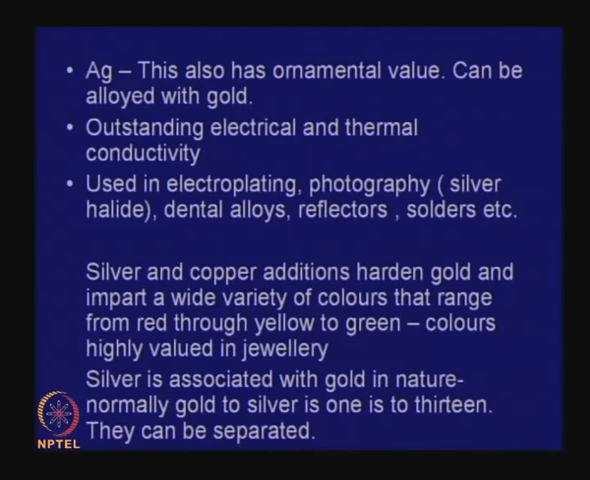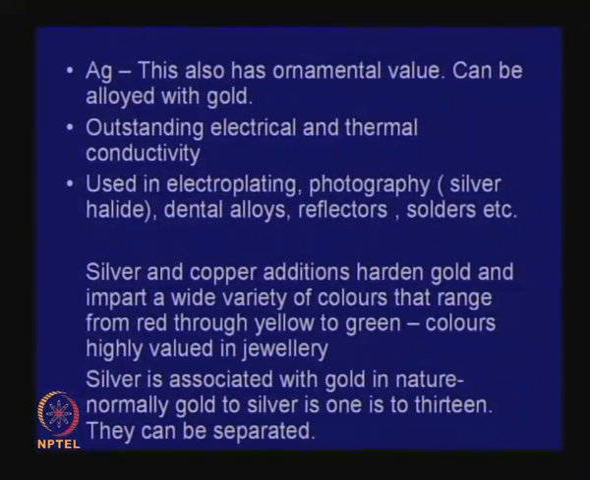You will find these kinds of colors in many Rajasthani gold ornaments, and it has come from alloying of copper and silver in different proportions. Now, in nature, wherever there is gold, there is silver. These two go together very often, and normally the ratio of gold to silver is 1 to 13. For 1 gram of gold, there will be some 13 grams of silver, and these two can be separated. There are very standard methods of separating gold and silver.